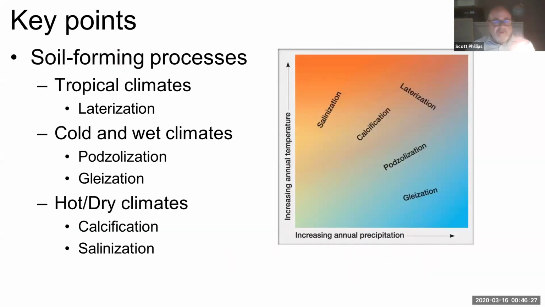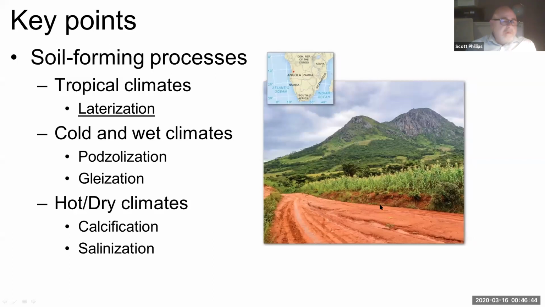There's also soil forming processes. We'll just take a look at a few of these that go along with climate. So in tropical wet climates, you have a process called lateralization. In drier climates, you have other things like salinization and calcification. Let me just give some examples.